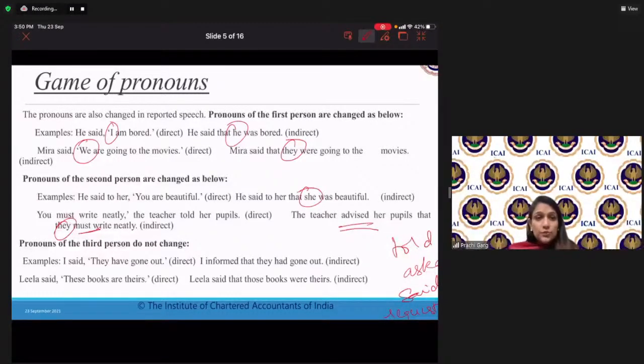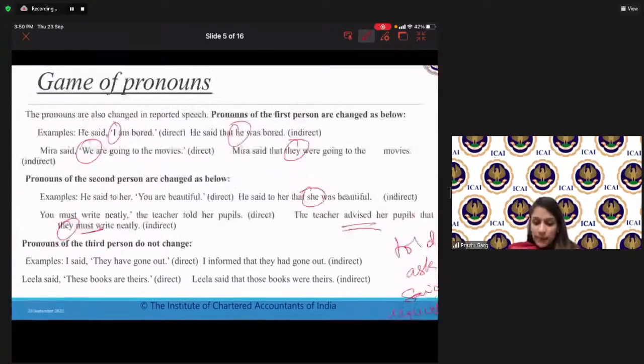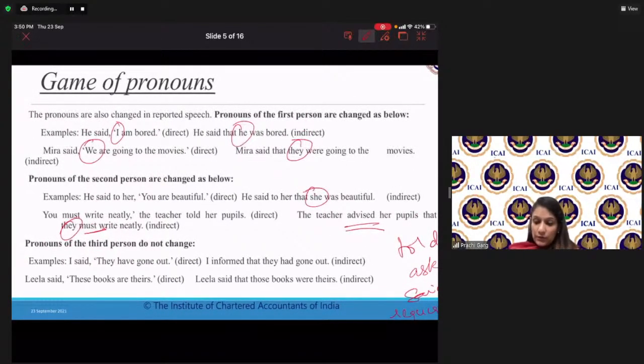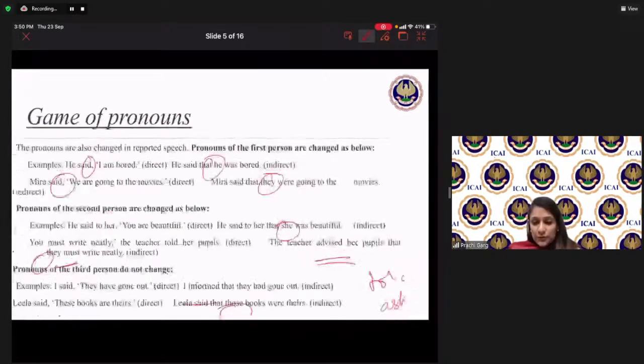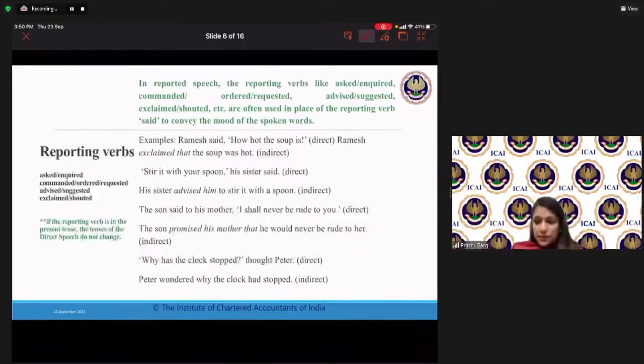Clear? Use of third person. I said they have gone out. I informed. Now see another reporting verb. I informed that they had gone out. Right? Now they will not change. Of course, right? That is already third person, so this cannot change. Leela said these books are theirs. Leela said that these will become those. Those books were theirs. Clear? Yes. I hope you're finding this easy in comparison to other topics.